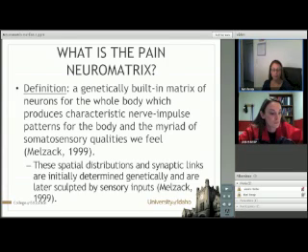What is the pain neuromatrix? According to Melzack, it is a genetically built-in matrix of neurons for the whole body, which produces characteristic nerve impulse patterns for the body and the myriad of somatosensory qualities that we feel. It is basically a large, widespread network of neurons with loops connecting the thalamus and cortex, and also connecting the cortex to the limbic system.